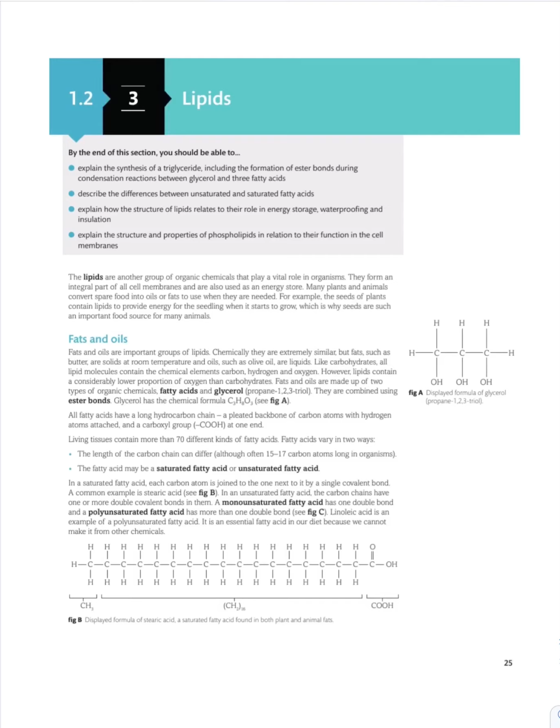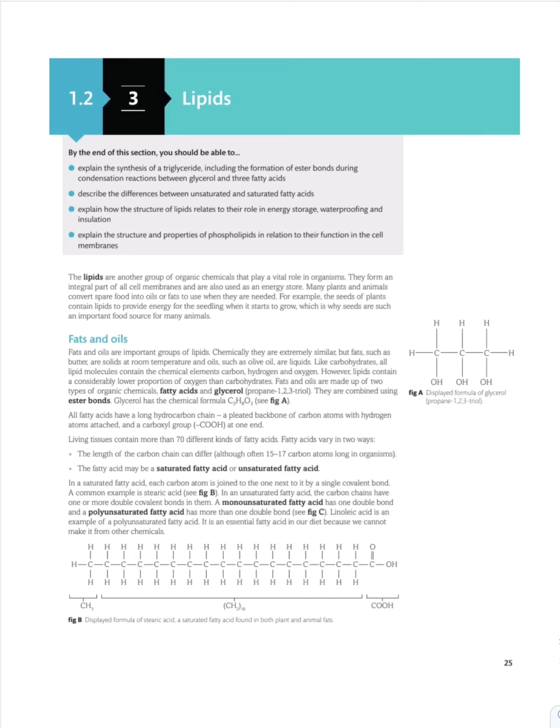For example, the seeds of plants contain lipids to provide energy for the seedling when it starts to grow, which is why seeds are such an important food source for many animals. Fats and oils are important groups of lipids. Chemically, they are extremely similar, but fats such as butter are solids at room temperature and oils such as olive oil are liquids. Like carbohydrates, all lipid molecules contain the chemical elements carbon, hydrogen, and oxygen.